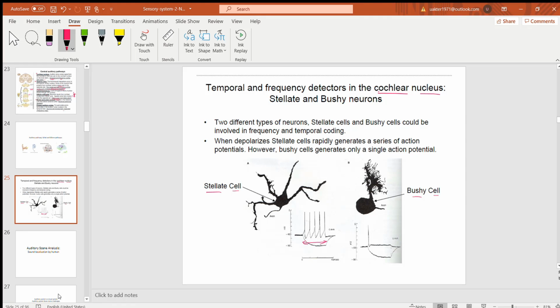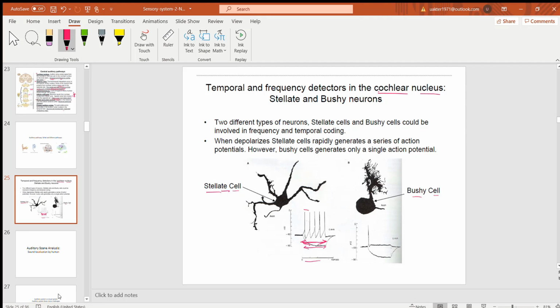That tonic type of firing, which is the property of the stellate cells, would help you to determine how long the stimulus was present, because as long as the stimulus is there, the stellate neuron will continue to fire.